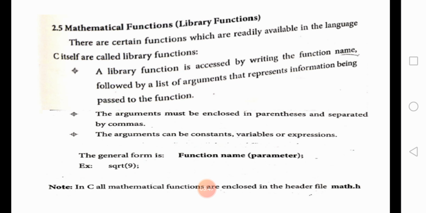There are certain functions which are readily available in the language C itself, called library functions. A library function is accessed by writing the function name followed by a list of arguments that represent information being passed to the function. The arguments must be enclosed in parentheses and separated by commas. The arguments can be constants, variables, or expressions. The general form is function name and parameter, for example square root of 9. The function name is square root and 9 is the parameter or argument.